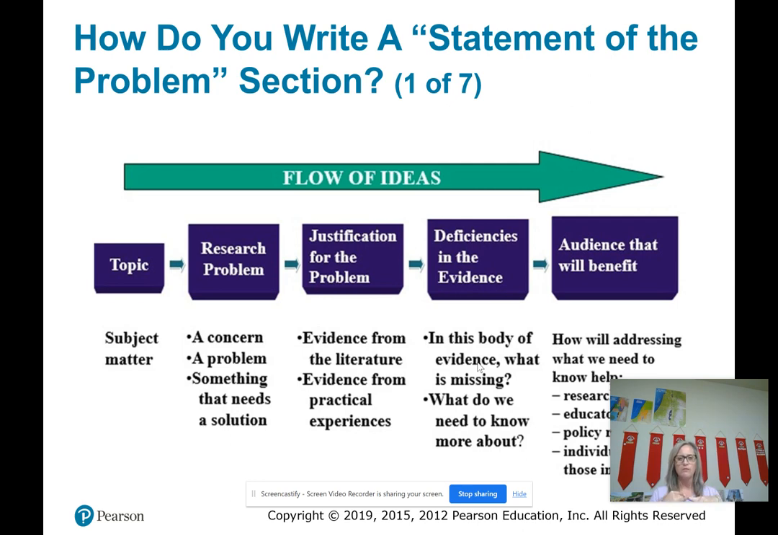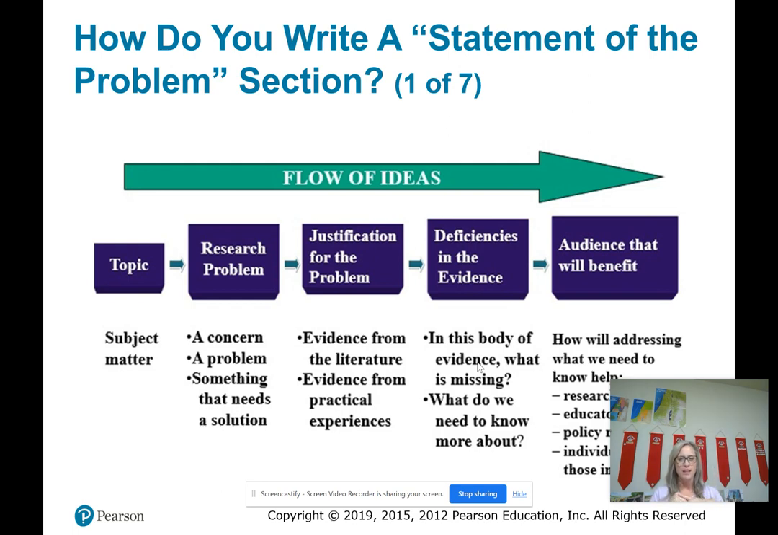You need evidence from the literature and evidence from practical experiences in this section. Your fourth paragraph is going to be a section about deficiencies in the evidence. What in this body of evidence is missing? What do we need to know more about? Okay, so there's got to be a hole that needs to be filled, and you need to explain that right here in this section.